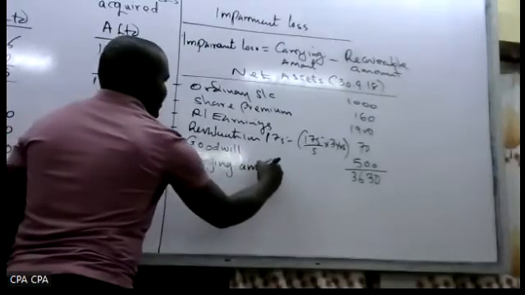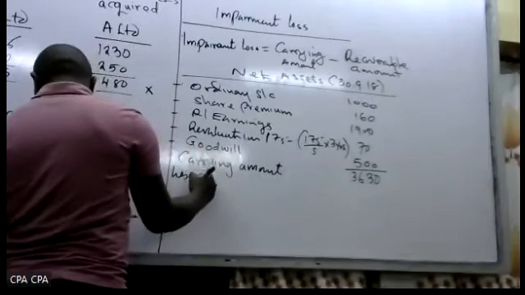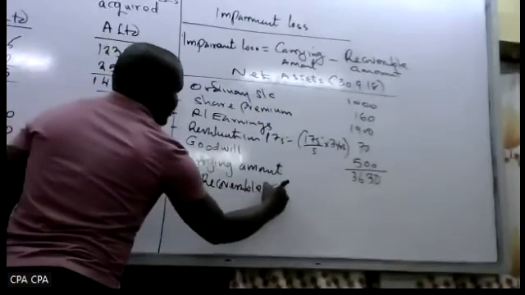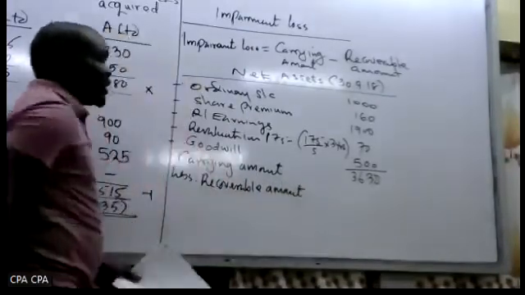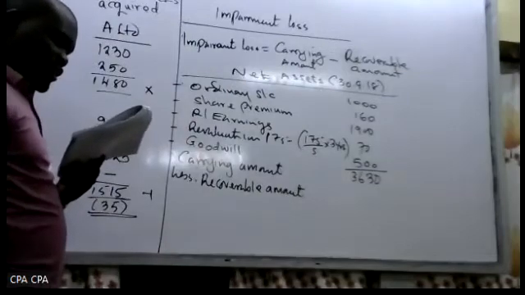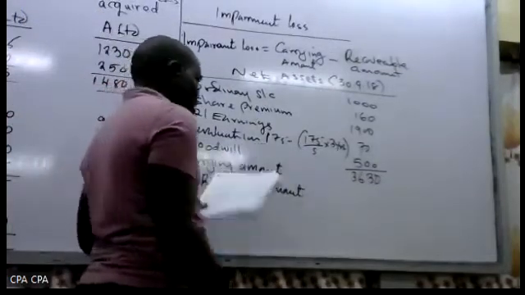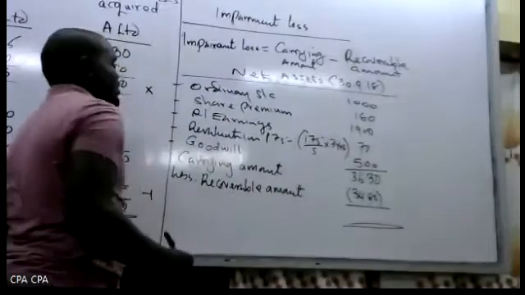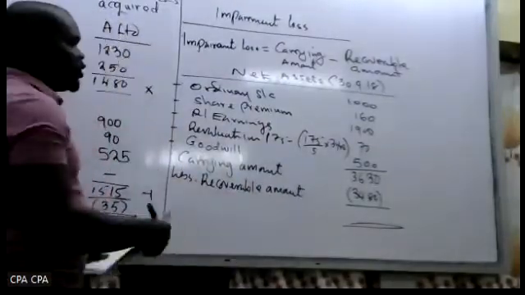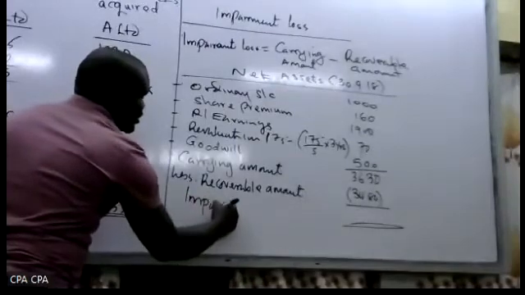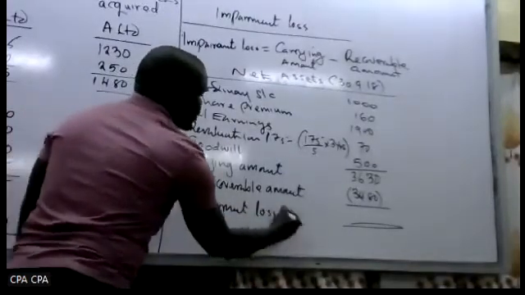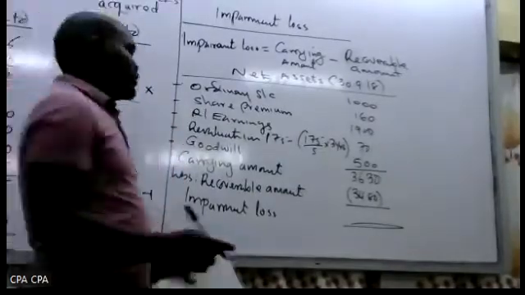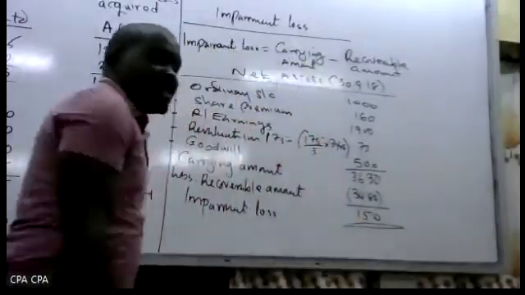Carrying amount is 3630, less what? Recoverable amount. How much is the recoverable amount? You are given 3480. Therefore, the book value is 36, what we can recover is 34. It means the asset is impaired. So impairment loss is how much? 150. So that is what the examiner wanted us to check.